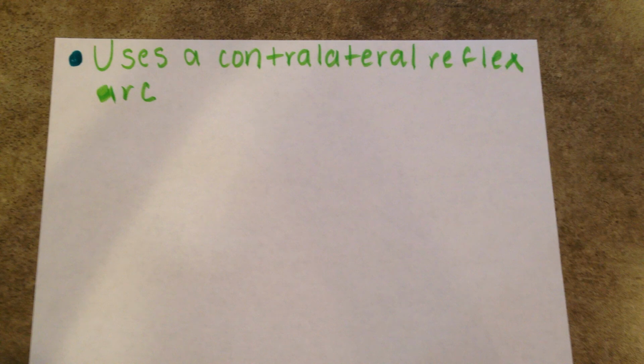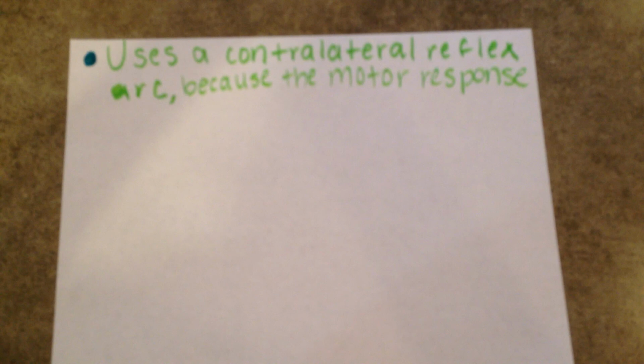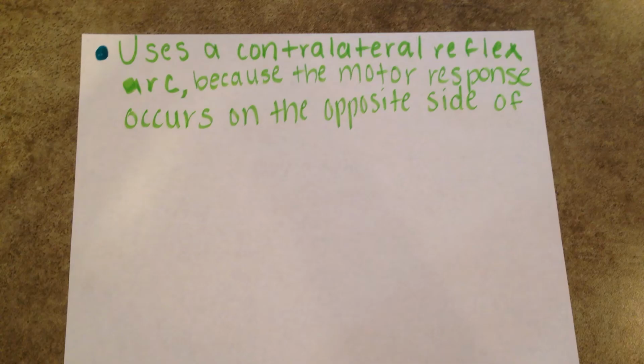The cross-extension reflex uses a contralateral reflex arc due to the fact that the motor response occurs on the opposite side of the stimulus.